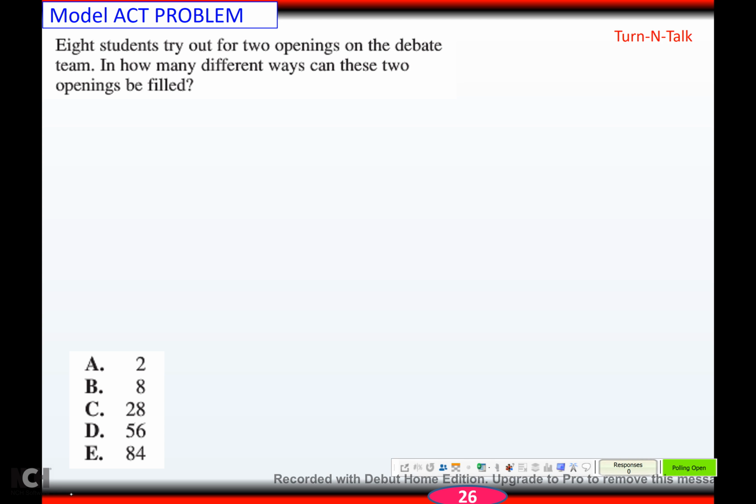Alright, you try this one, hit pause, come back when you're ready. And hopefully you got 28. It says 8 students try out for 2 openings on the debate team. And how many different ways can these 2 openings be filled? So you have 8, and you're taking 2 at a time.